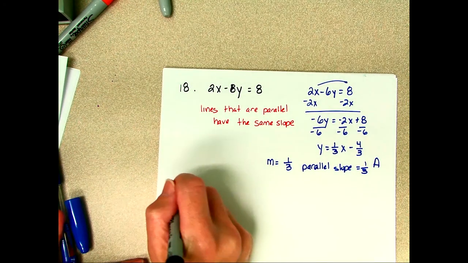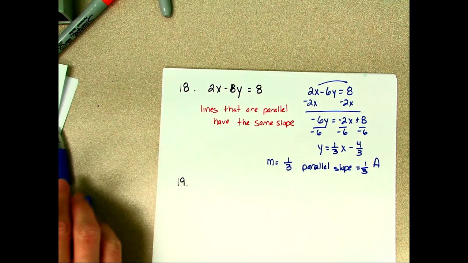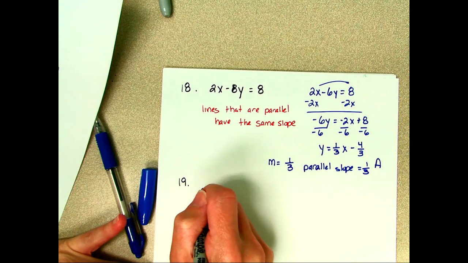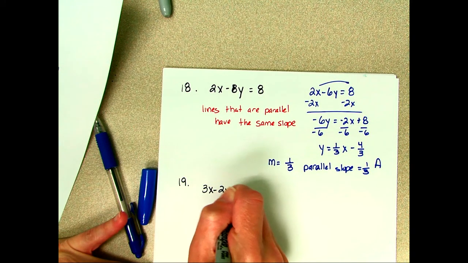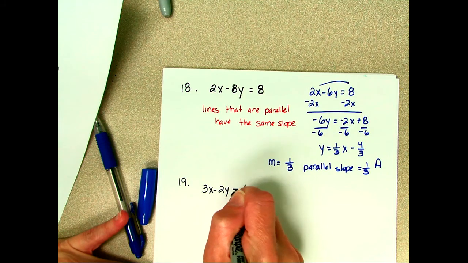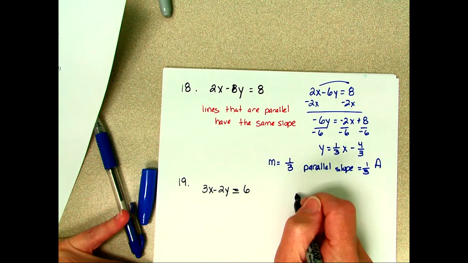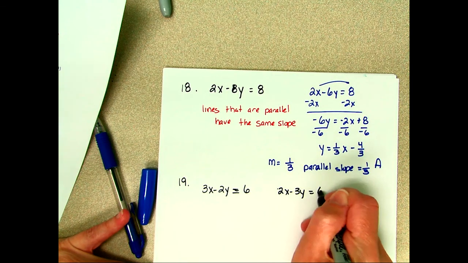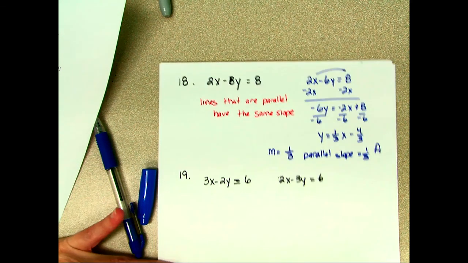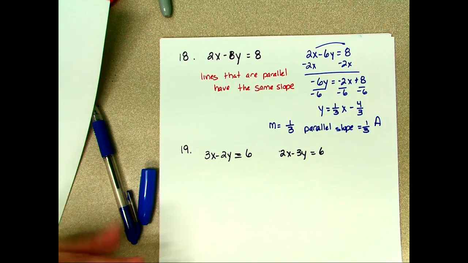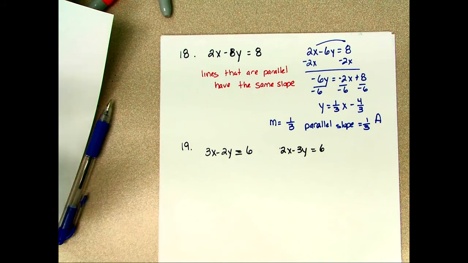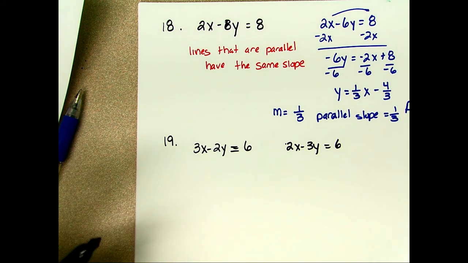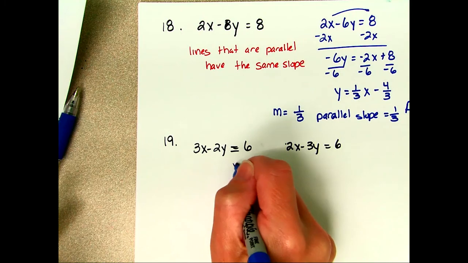Number 19, determine whether the lines 3x minus 2y equals 6 and 2x minus 3y equals 6 are parallel, perpendicular, or neither. Again we're going to compare our slopes. We're going to write our equations in slope-intercept form, y equals mx plus b.